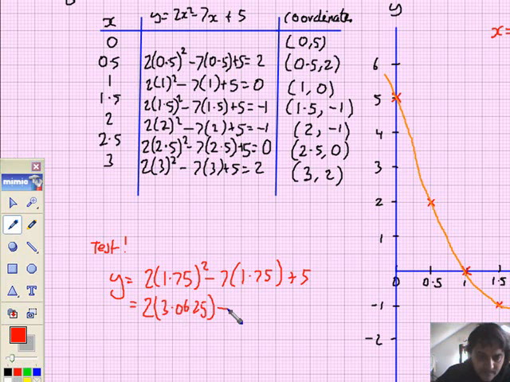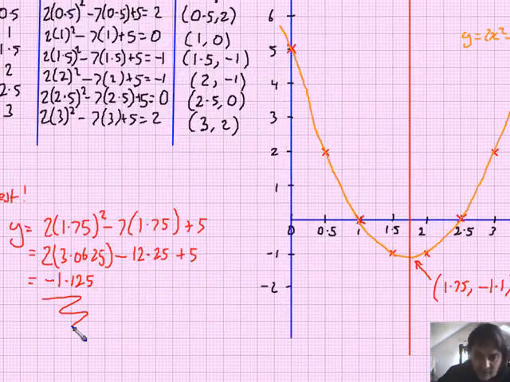That is 3.0625. Take away, I'm going to do 7 lots of 1.75 now. 1.75 times 7. So it'd be minus 12.25, and then I'm going to add 5. So what I'm going to do now is multiply this by 2, take away that, then add that. So here we go. 3.0625 times 2, press equals. Now I'm going to take away 12.25. I want to press equals. Then I want to add 5. And I have in fact got minus 1.125.